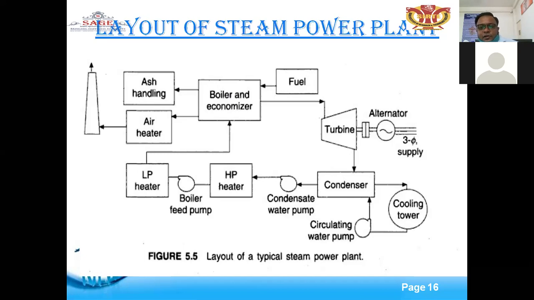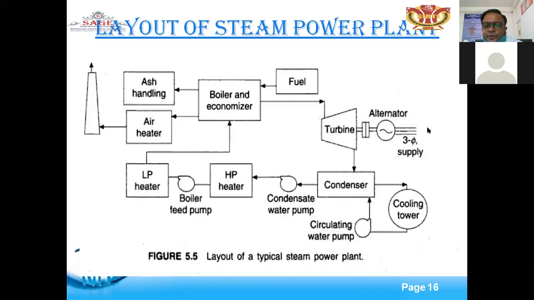Fuel is supplied to the boiler, where combustion of fuel takes place for the heating of water, converting it into steam. From the boiler and the economizer, the steam goes into the turbine side, and after the turbine expansion of the steam takes place, the steam goes into the condenser side where it is condensed into liquid form. From the turbine, energy is produced by the alternator or the generator side.